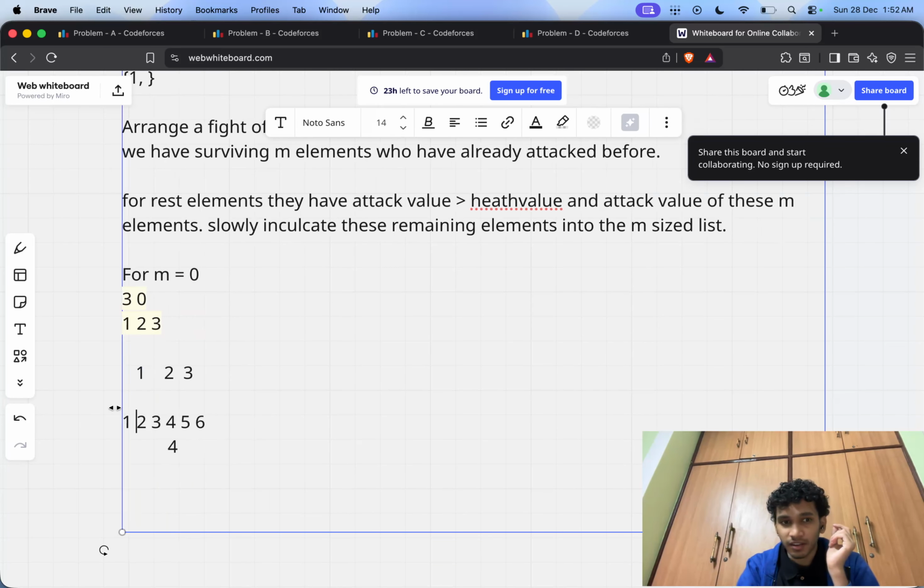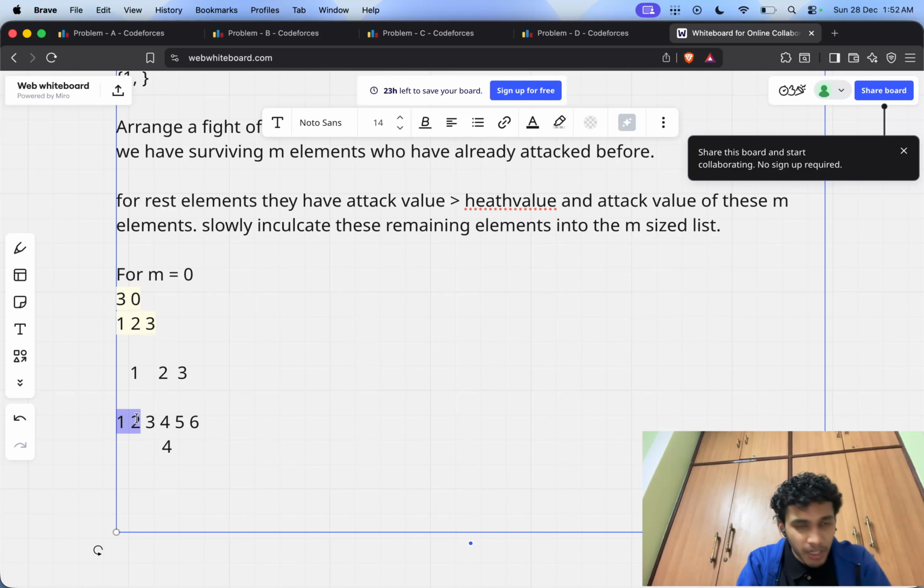Can we use this here? Yes. The first element fights the second, the third fights the fourth, and the survivor continues. Now we had a construction beforehand: 6 fights 5, and 6 is surviving. Now 6 fights 4. 4 is dead for sure because 6 has higher attack power than 4.